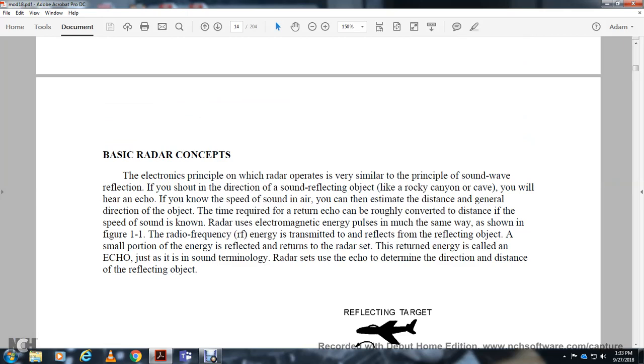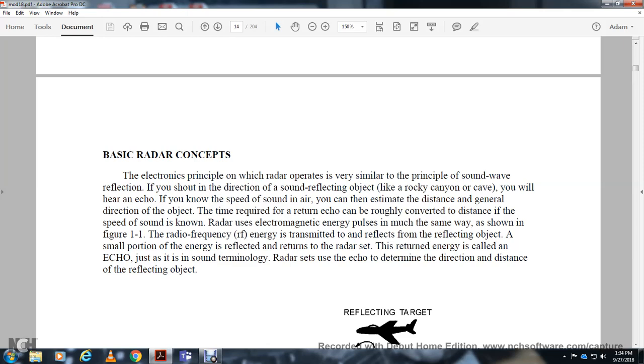Basic radar concept. The electronic principle on which radar operates is very similar to the principle of sound wave reflection. If you shout in the direction of a sound-reflecting object, like a rocky cliff or a cave, you will hear an echo. If you know the speed of sound in air, you can estimate the distance and general direction of the object. The time required for the echo to return can be roughly converted to distance if the speed of sound is known. Radar uses electromagnetic energy pulses in much the same way.